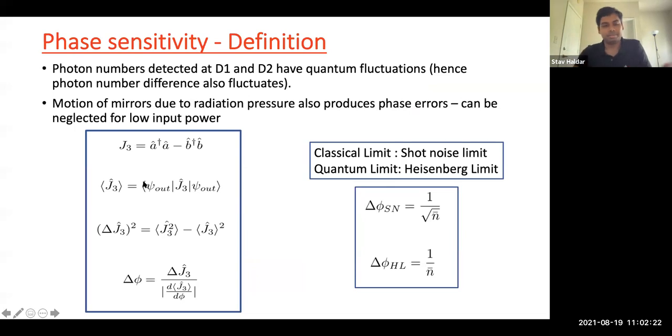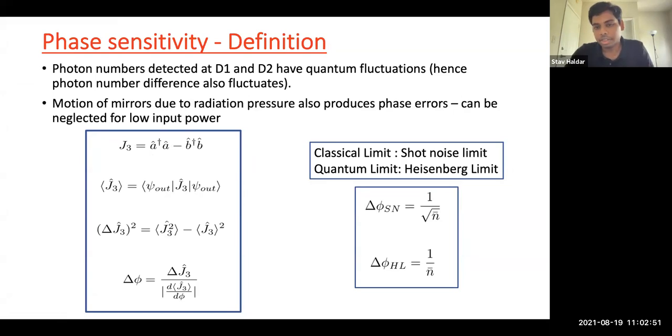So again, although Dr. Lee talked about this in detail, just a quick review. In the quantum case, you will have errors in the phase measurement because the number of photons received at the two detectors will fluctuate. The quantum fluctuations in the photon numbers, and therefore the photon number difference, which is this J3, will also fluctuate, and that gives you error.